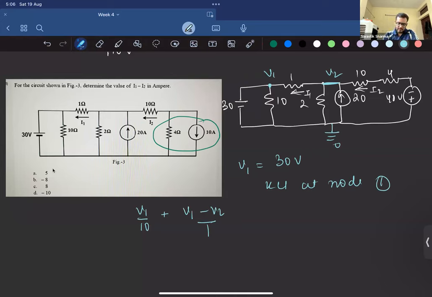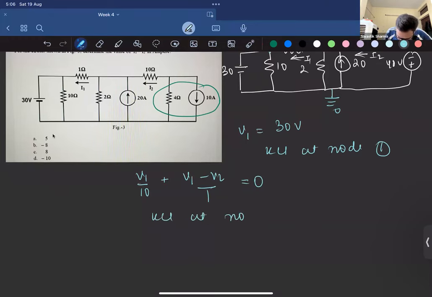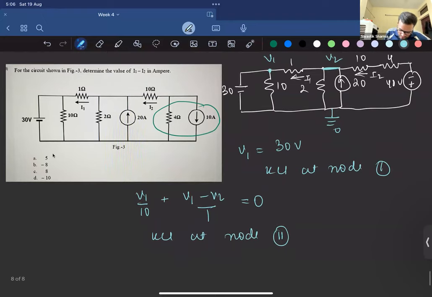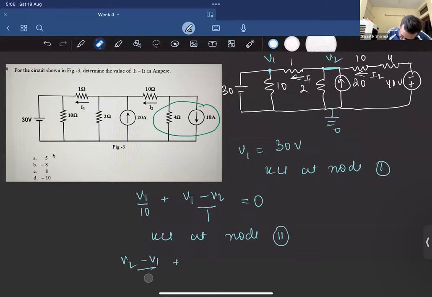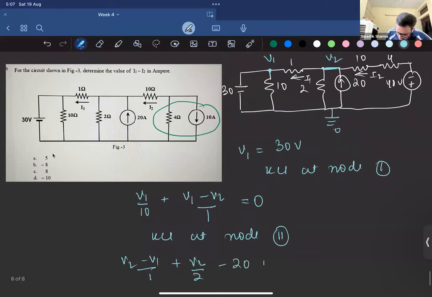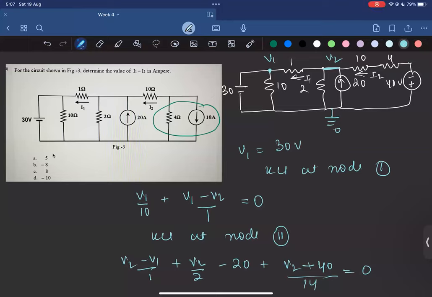Is this correct? Or is there any other circuit equation that I'm missing? Okay. Let's also apply KCL at node 2. So what would it be? It would be (V2 minus V1) by 1 plus V2 by 2 minus 20, since current is entering, plus (V2 plus 40) by 14. It's done, right? Anyone? Any doubts? Yeah. Tell me.